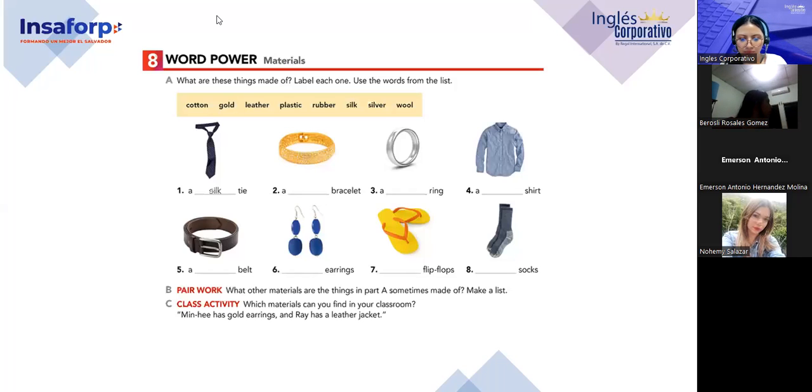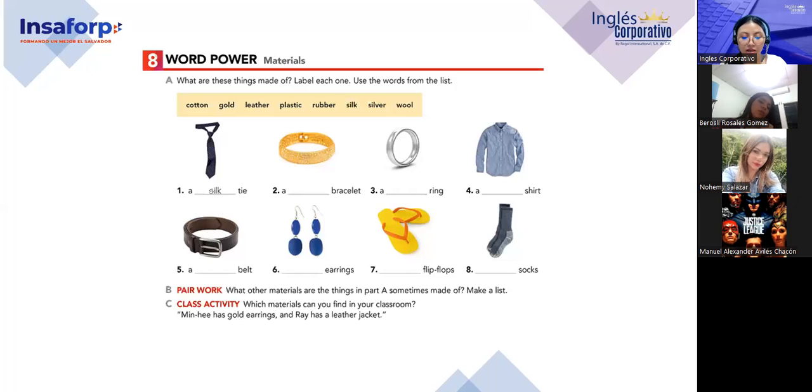Any other? Madera, ¿cómo se dice? ¿Quién sabe? How do you say madera in English? Wood. Don't confuse that. No vayamos a confundir entonces madera con lana. Wood, wool. And that's it. What are some other examples? Vamos, chicos, más ejemplos. How about plastic? Plastic. Yeah, right, plastic. What was that again? ¿Otra vez? Ceramic. Ceramic. Yes.